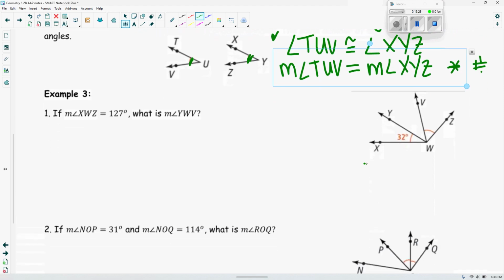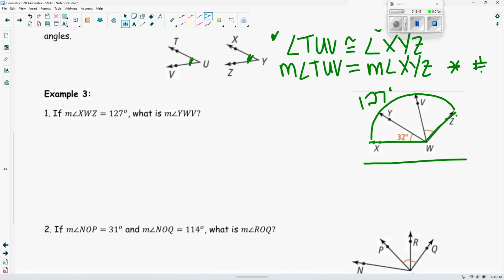So we're using this picture over here. It says if angle XWZ, from X all the way over to Z, the entire angle is 127 degrees. They want, what is the measure of angle YWV? I'm just going to put an X in there. That's what I'm looking for, right there.